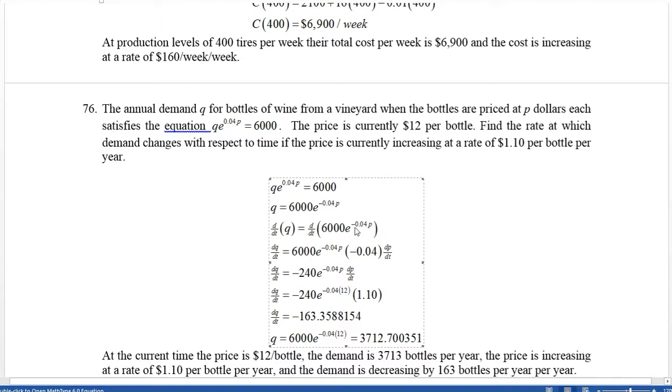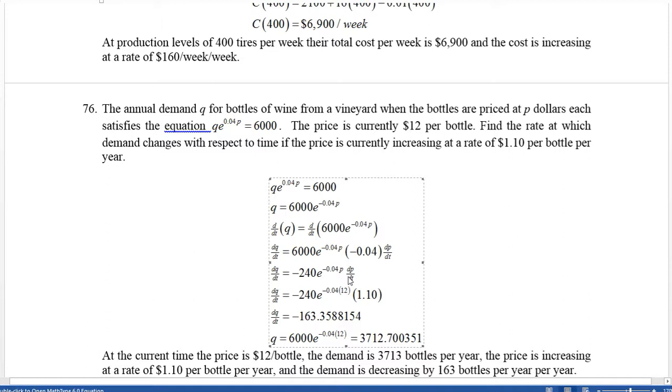Then the derivative of e to the u is e to the u times the derivative of u, which is negative 0.04, times the derivative of P, which is dP over dt. So negative 0.04 times 6,000 is negative 240. I've got e to the negative 0.04P dP over dt. So there's our equation that has our related rates in it. It's giving a relationship between those two rates.